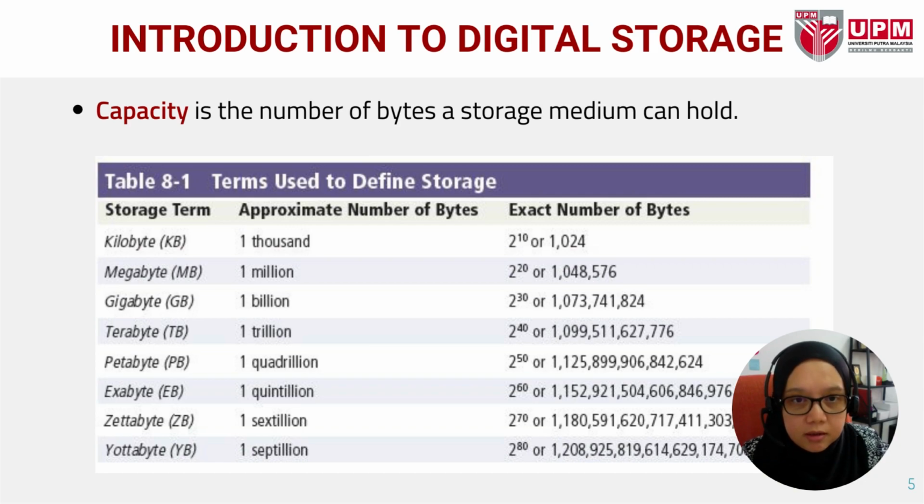One of the characteristics of digital storage is the capacity. Capacity is the number of bytes a storage medium can hold. For example, 1 gigabyte of storage capacity can hold up to 1 billion bytes of information.